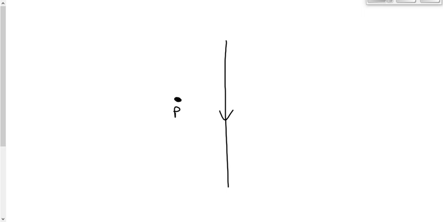Out of the page. So the magnetic field would be, I have that represented by a dot, but that's coincidence. Okay, point P, the magnetic field would be out of the page, and a compass needle would point out of the page, because compass needles point in the direction of the magnetic field. Right? You guys okay with that? That's the first of the 3 hand rules.